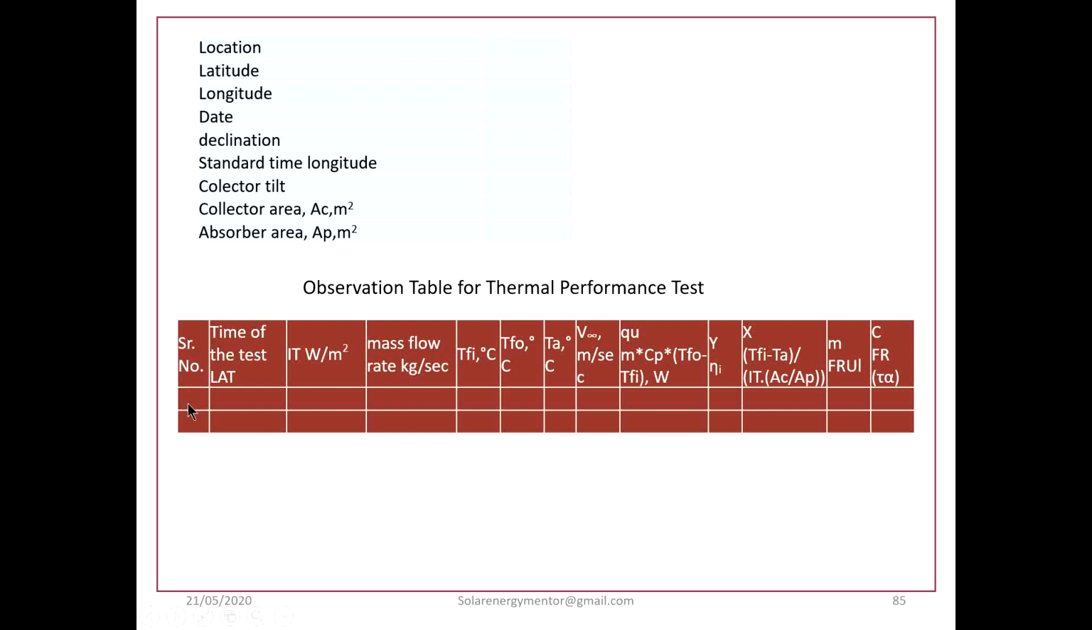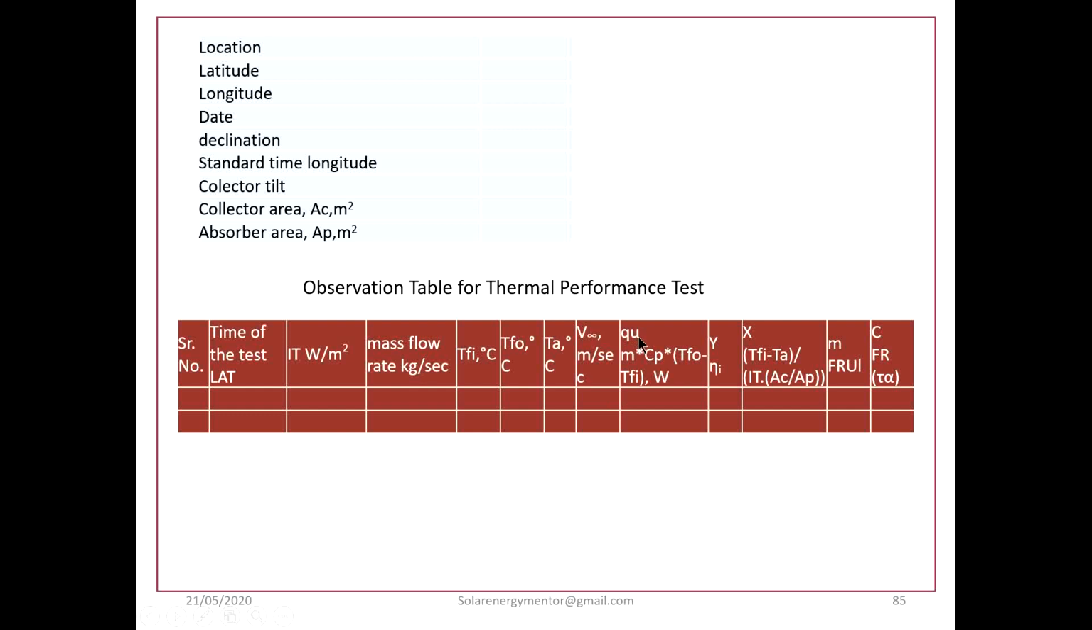First is the serial number, then 1, 2, 3, 4, 5 like this up to 16. Then the time of the test, or maybe serial number 1, 2, 3, 4 for different TFI, then the second day. So day 1, day 2, day 3, these tables can also be made. Now the time of the test, for example say 11 o'clock LAT. Then IT in watt per meter square, which is read and calculated from the parameter. Mass flow rate measured from the flow meter, in kg per second. Collector fluid inlet temperature, collector fluid outlet temperature, ambient temperature, wind speed.